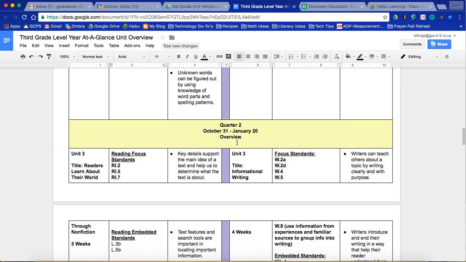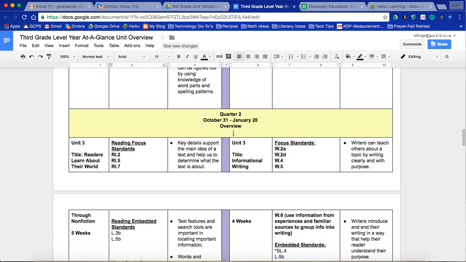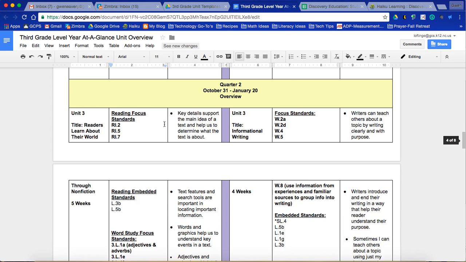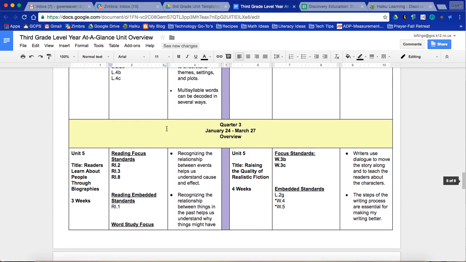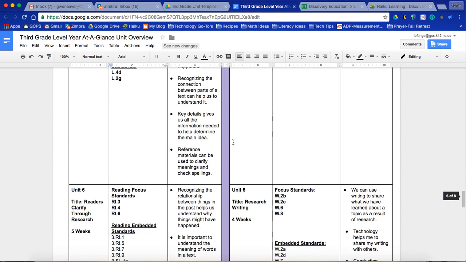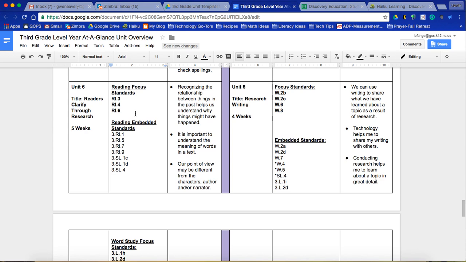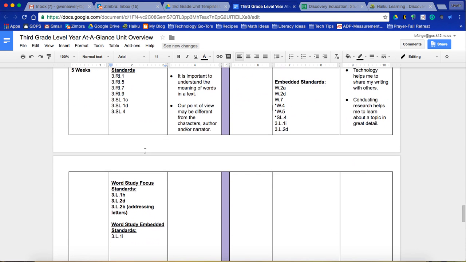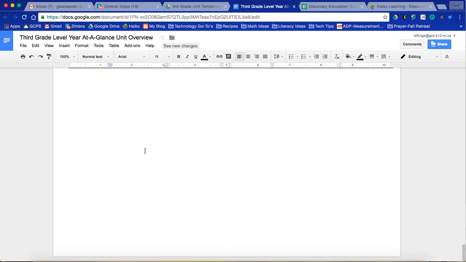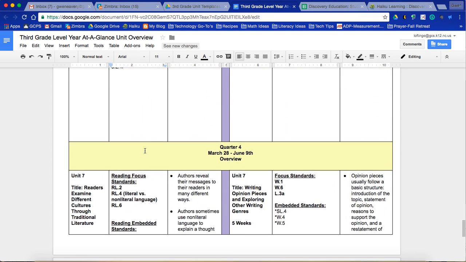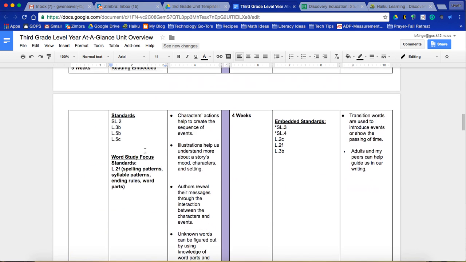So you'll see an overview is eventually going to be written here for quarter 2. We'll continue to tell the story of third graders. So there's unit 2, which would be quarter 2, which is unit 3, and unit 4 in this case. Then you have quarter 3, which is going to have an overview paragraph as well. They're all set up the same with the focus standards and the embedded standards highlighted. Quarter 4. And that is how these year-at-a-glance overviews work.